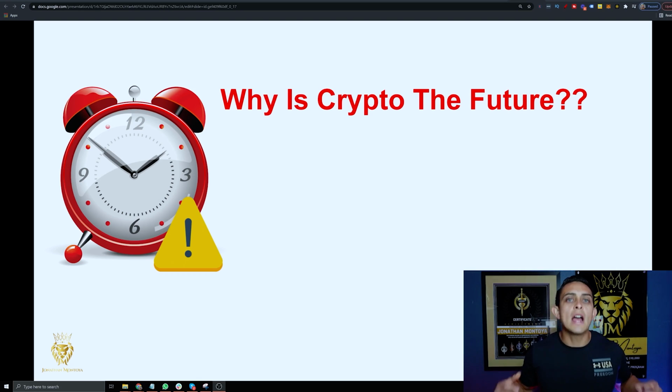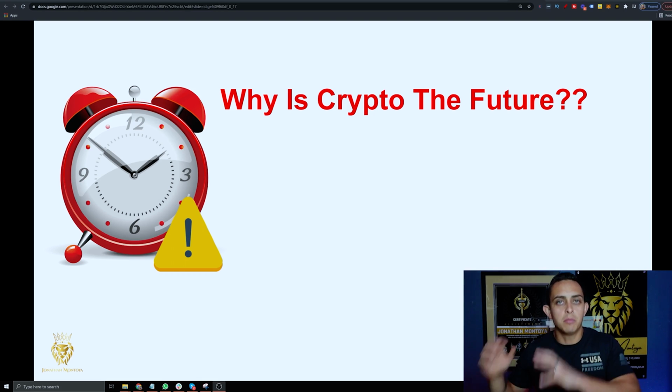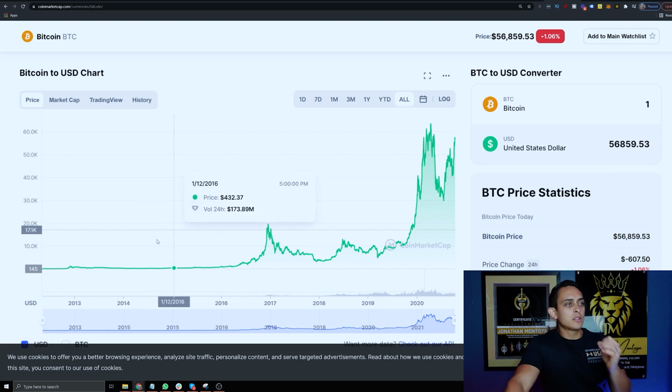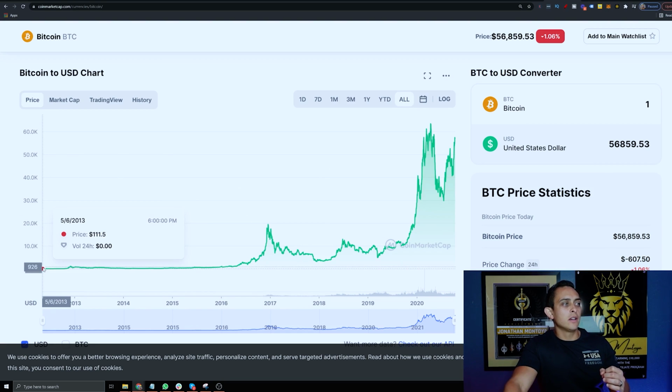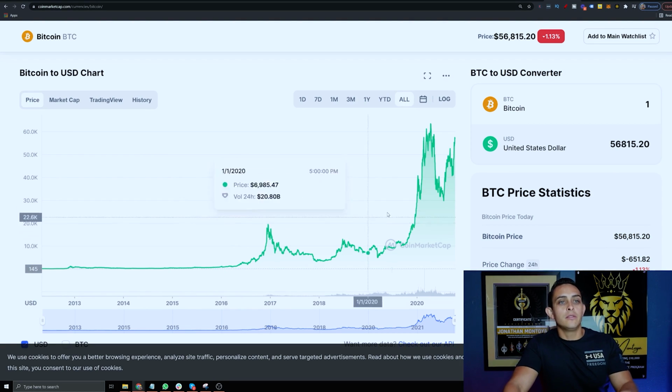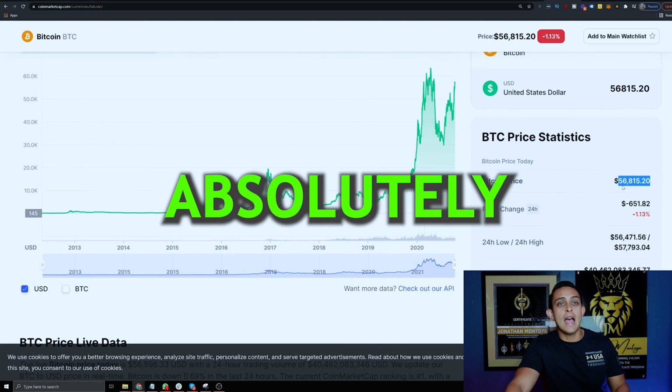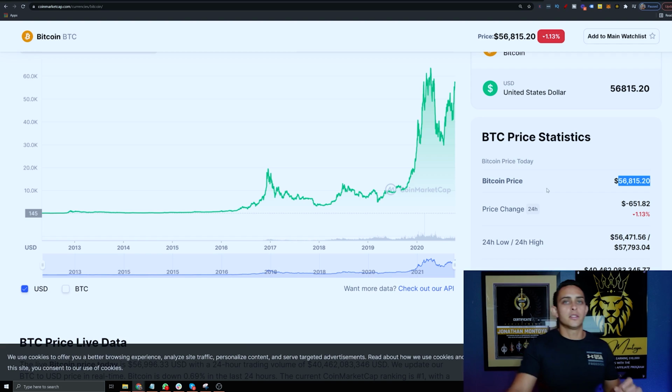Now guys, here's why I think cryptocurrency is the future and why you need to invest as soon as possible. Now, I'm going to pull up a Bitcoin chart and I just want to show you something real quick, all right? Now, 7 years ago, Bitcoin had a price of around $100, okay? This was back in 2013. Now, at the time of recording this video, Bitcoin's price is $56,000, guys, which is absolutely insane, right? The stock market doesn't even come close when it comes to the growth of Bitcoin and cryptocurrency.